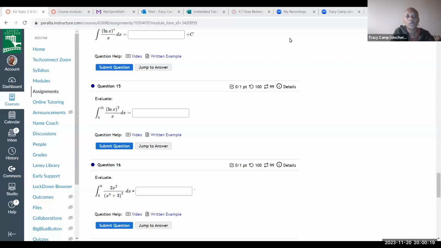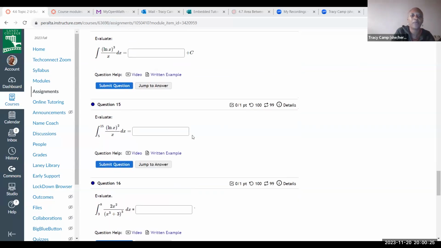This is section 4.6, problem number 15. I wanted to do this one, and I'll record another one that's a definite integral using U substitution. By definite integral, that means that you have these numbers here, like the 5 and the 15.